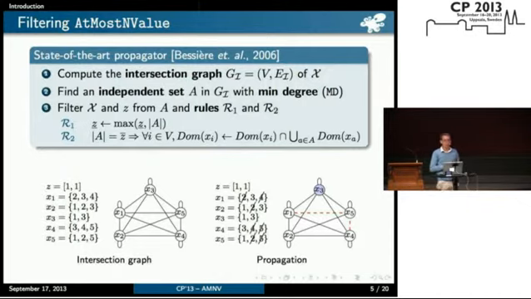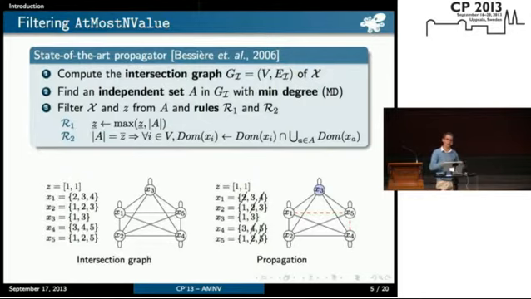Then we compute an independent set as large as possible in this graph with a given heuristic. So they suggest the minimum degree algorithm, which is very efficient actually. And with this independent set, we can filter X and Z with two rules, mainly rule 1 and rule 2. So basically, rule 1 states that the size of this independent set is a valid lower bound over the number of distinct values to be taken by X. And rule 2 can be called backpropagation.